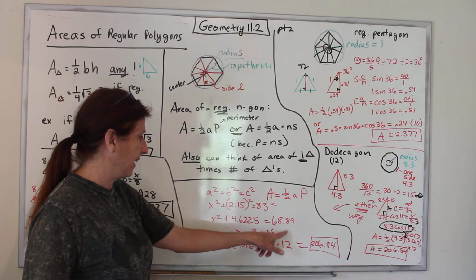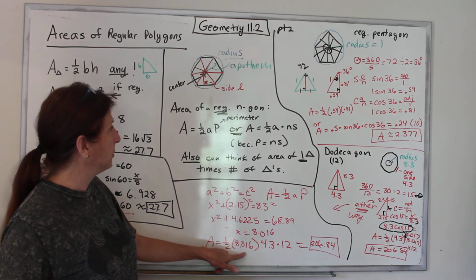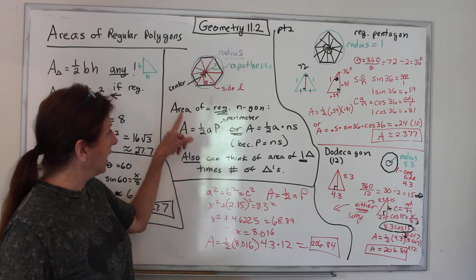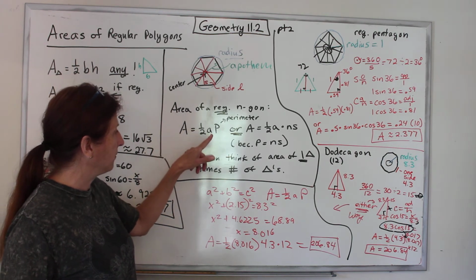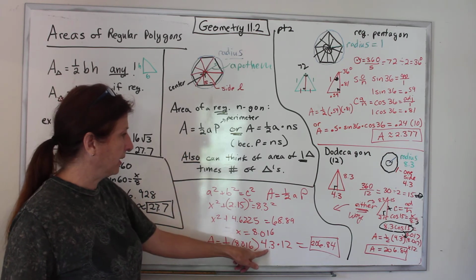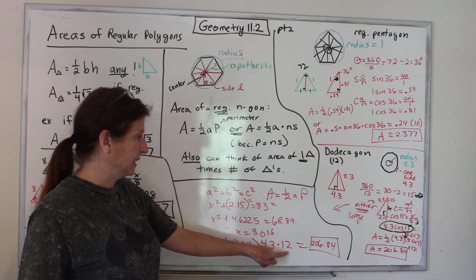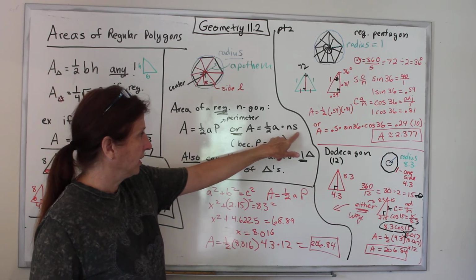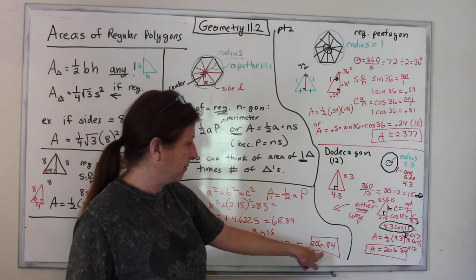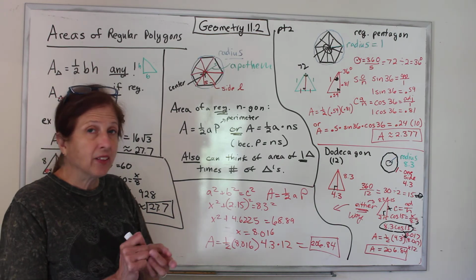And you can get the height this way, and then you can take that height and put it into our formula. Area equals 1/2 apothem, that's the height, times the perimeter. And how we get the perimeter is 4.3, the side length, times how many sides we have, and we get the same thing, 206.84.